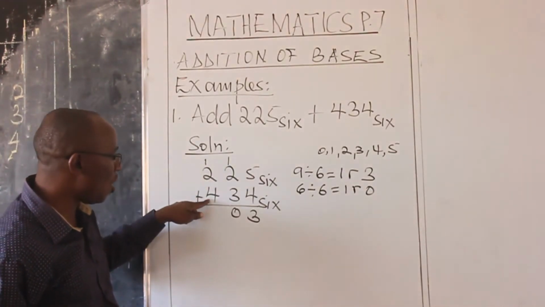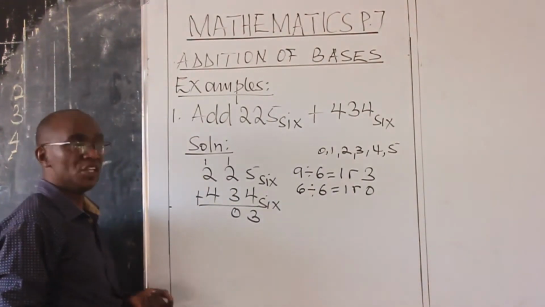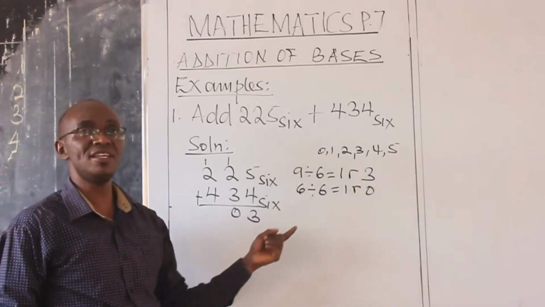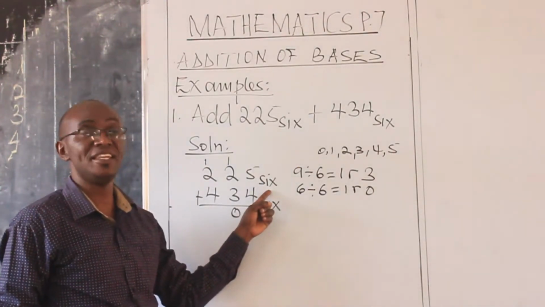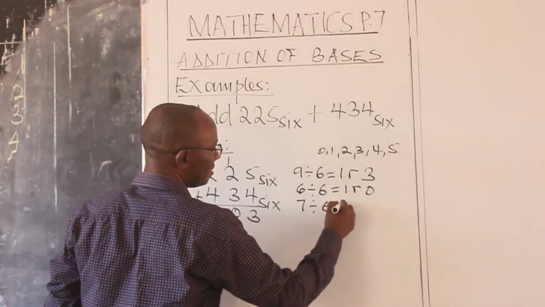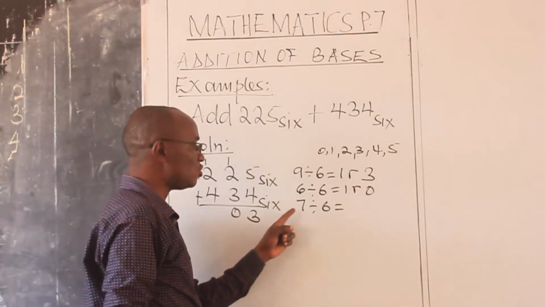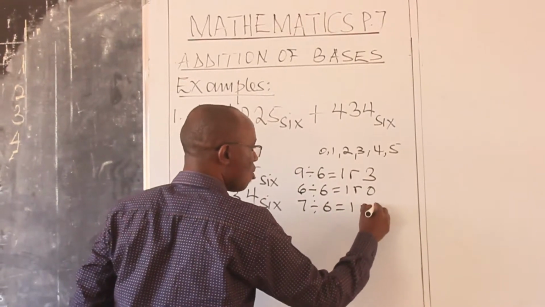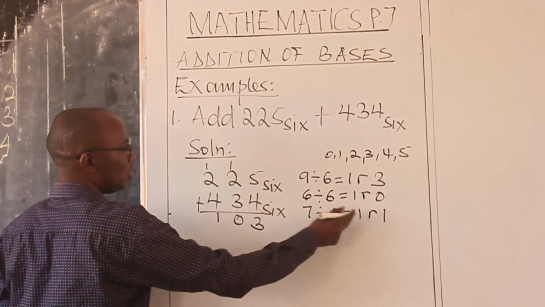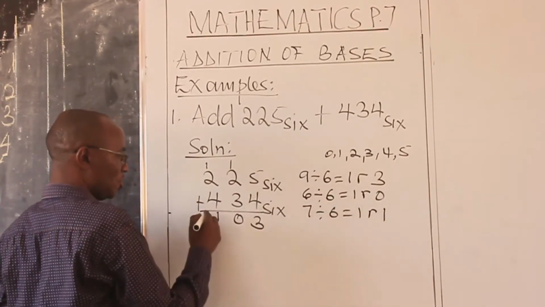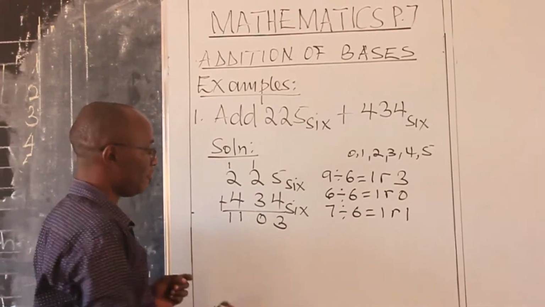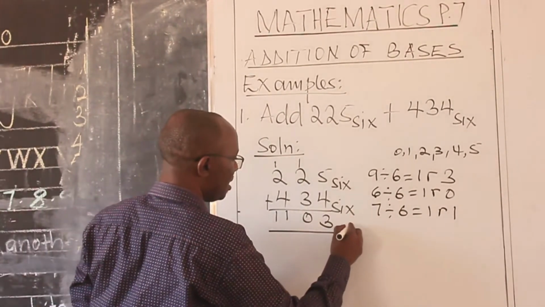Now we add 1 plus 2, that is 3. 3 plus 4, that is 7. You cannot write 7 in base 6 because 7 is greater than the base in the question, which is 6. So you divide 7 by 6: 6 into 7 is 1, remainder 1. So you write 1, but since you have nowhere to carry the whole number, you write it there. That is the final answer, and the answer is in base 6.